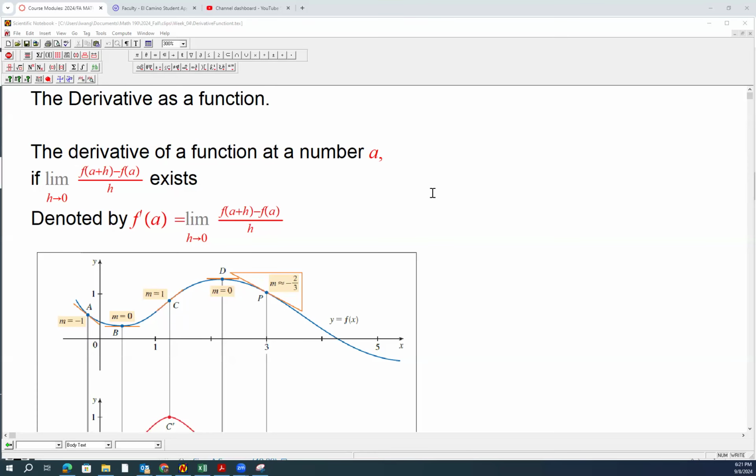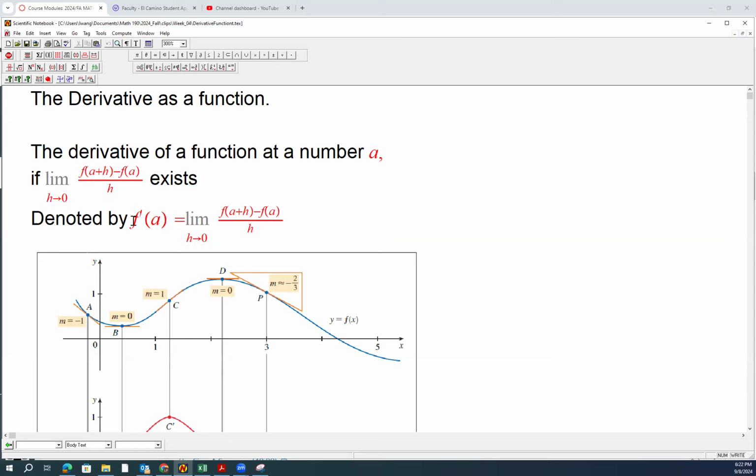Hello, in this lesson, we're going to talk about the derivative as a function. Formally, we have the definition of the derivative of a function at a point A. We have this definition, right? A is the point of interest, and we're looking for the derivative of the function at A. So this is the definition.